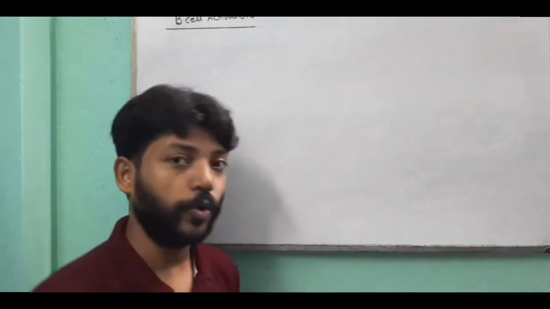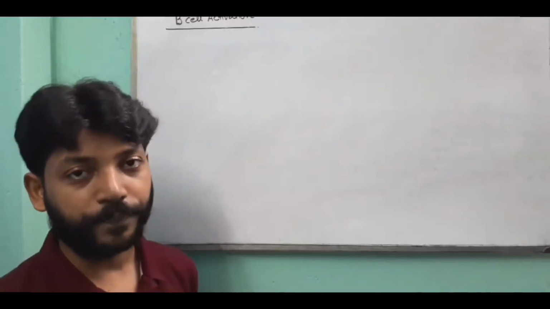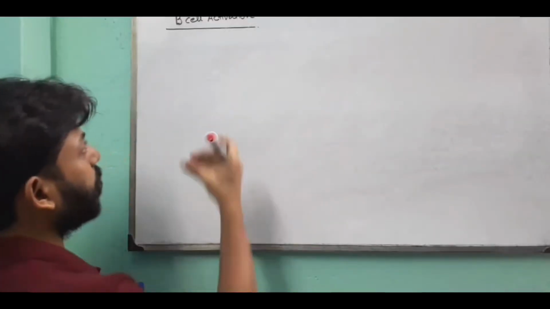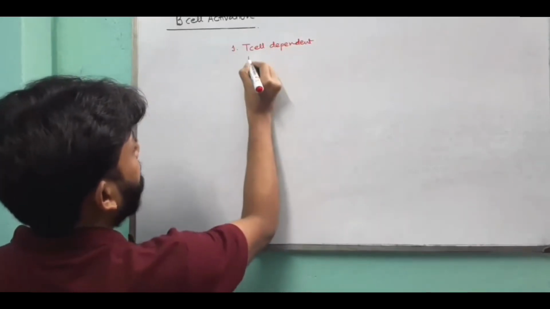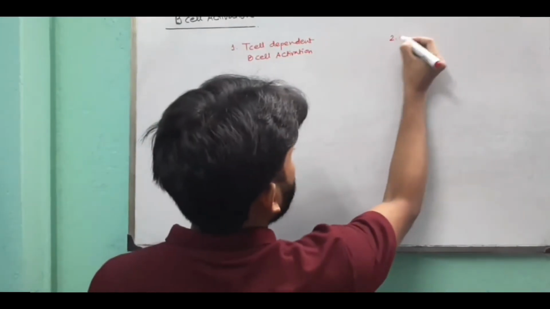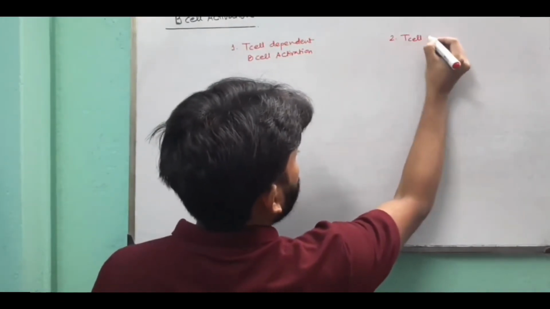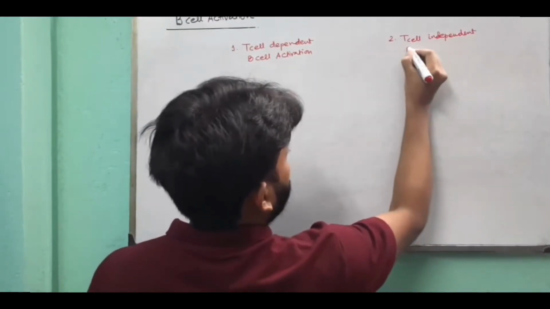In this class, I will discuss B cell activation, how B cells get activated. At first, you must know that B cells can be activated in two ways. The first is T cell dependent B cell activation, and the second way is T cell independent B cell activation.